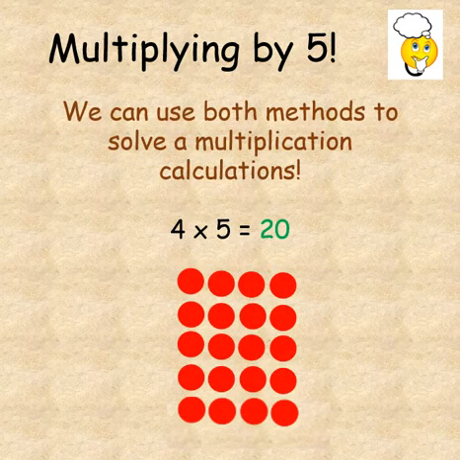Now I can check this by drawing my array. I can draw 4 counters 5 times, and you will spot that I've got 20 counters altogether. Okay, so we can use both methods to help us find out the answer to a multiplication question if we're stuck.